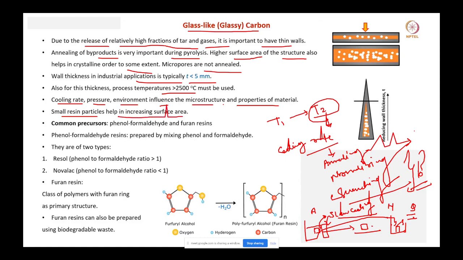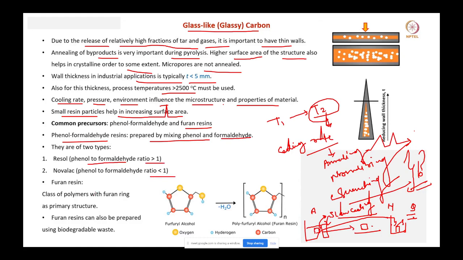There are some common precursors like phenol formaldehyde and furan resins. Phenol formaldehyde resins are prepared by mixing phenol and formaldehyde. There are two types, Resole and Novolac. Here the phenol to formaldehyde ratio is more than 1, but here it is less than 1.